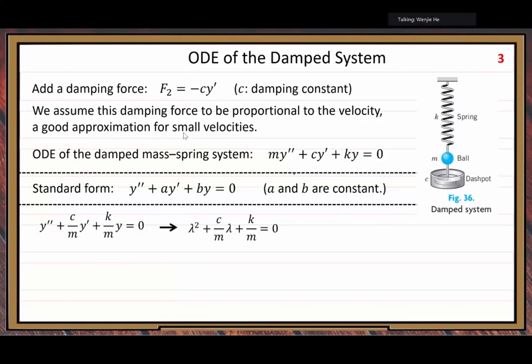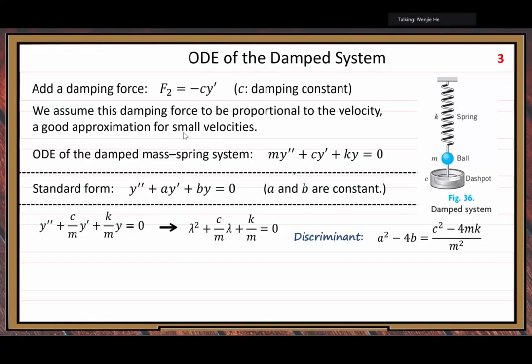Then first we calculate the characteristic equation, right? This lambda square characteristic equation of this second order ODE. So we apply the quadratic formula. Here we can look at the discriminant, a square minus 4b. A is this one, right? A square minus 4b. So this is the discriminant.